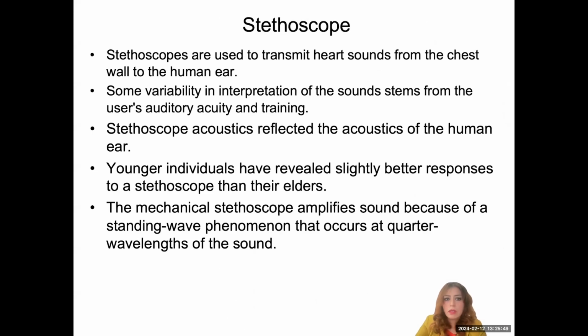Stethoscope. Stethoscopes are used to transmit heart sound from the chest wall to the human ear. Some variability in interpretation of the sound stems from the user's auditory acuity and training. Stethoscope acoustics reflect the acoustics of the human ear, and younger individuals have revealed slightly better responses to the stethoscope than their elders. The mechanical stethoscope amplifies sound because of a standing wave phenomenon that occurs at quarter wavelength of the sound.